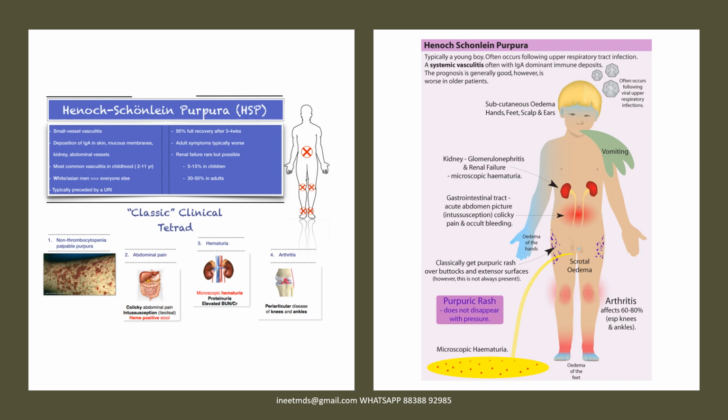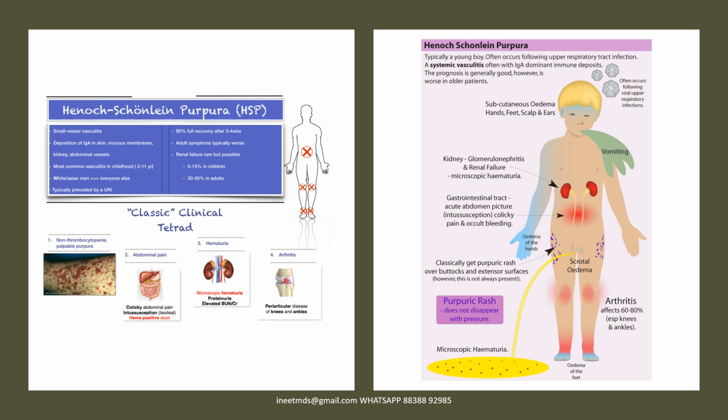Then the patient will have abdominal pain, hematuria and arthritis. These are the classical features of Henoch-Schönlein purpura. Just remember, in Henoch-Schönlein purpura the patient will have vasculitis. Because of that, the vessel wall dilates and the patient ends up with purpura.